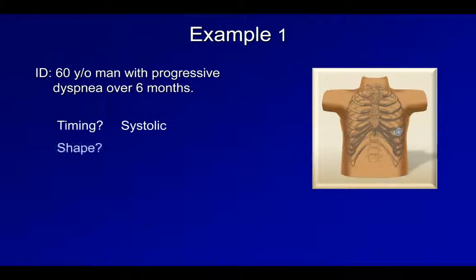Next, listen for the murmur shape. Is it uniform, crescendo-decrescendo, or decrescendo? This is a uniform murmur, also known as holosystolic. Listening for shape definitely requires practice, so don't be discouraged if you can't distinguish this right away. Finally, what is the murmur's pitch? I'd label this high-pitched. So now this patient has a high-pitched uniform systolic murmur occurring at the apex.